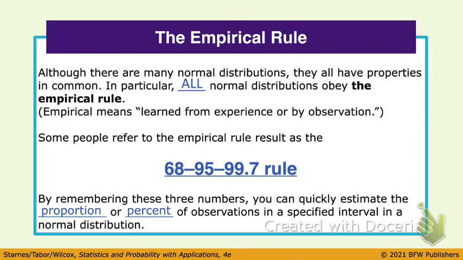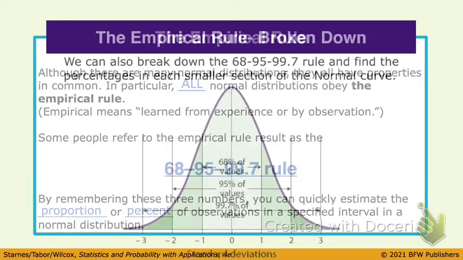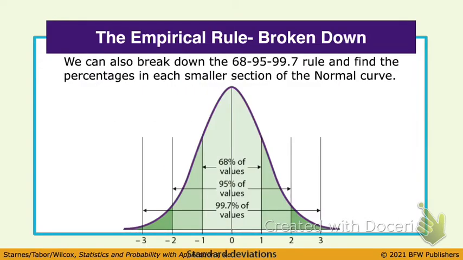So, what percent of the data is within 1 standard deviation of the mean? 68. What percent of the data is within 2 standard deviations of the mean? 95. And what percent of the data is within 3 standard deviations of the mean? 99.7. Perfect. 68, 95, 99.7. All right, cool.